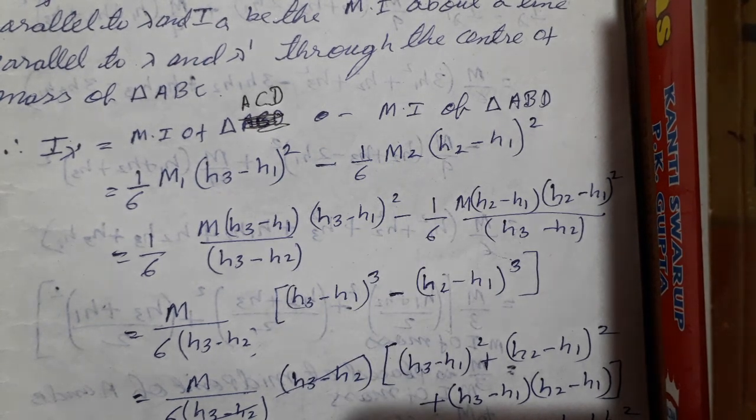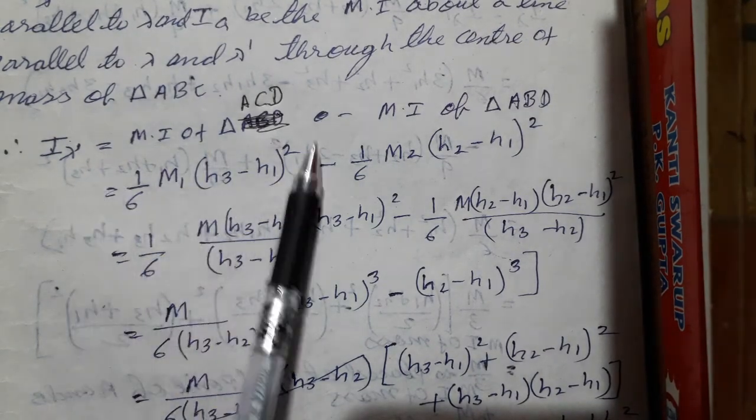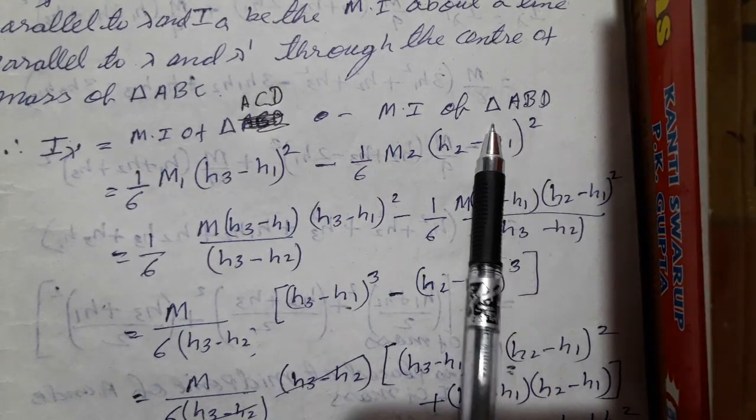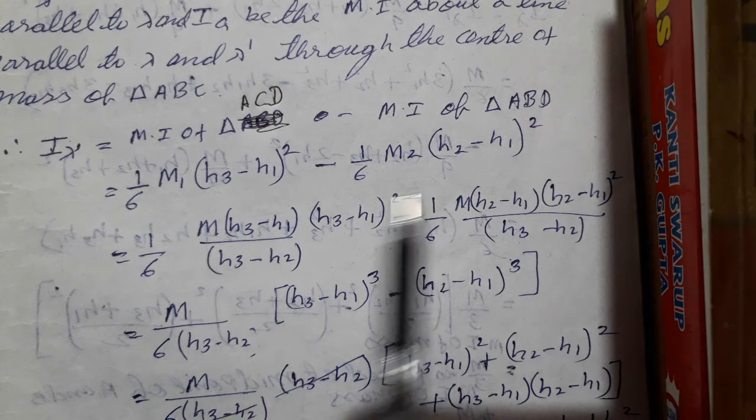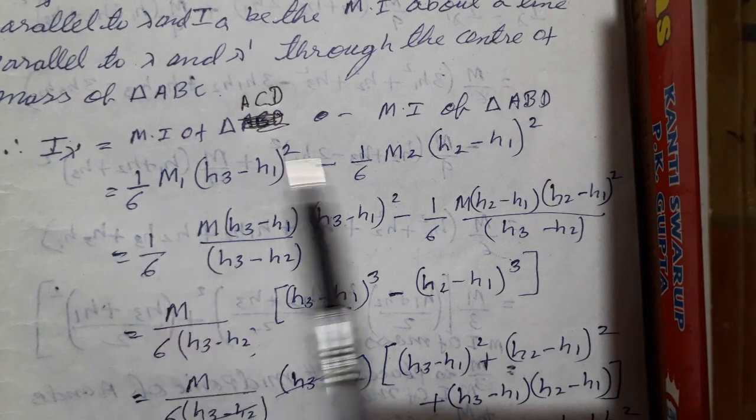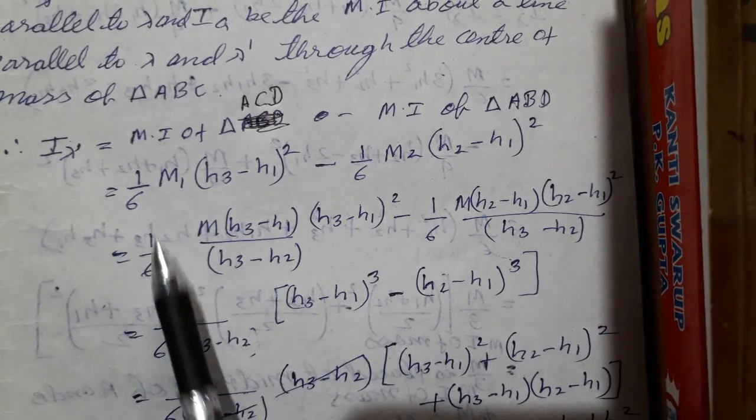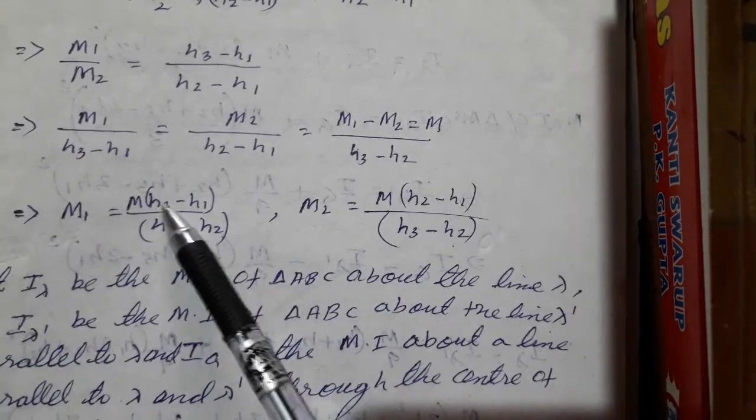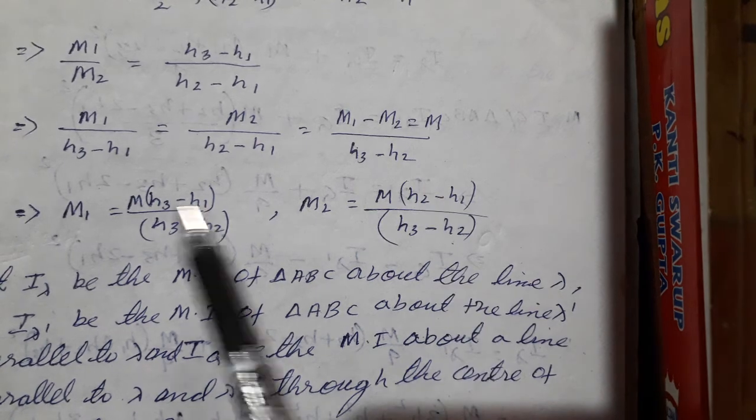So we are using this moment of inertia about any line at a height h, which is given by this. We get the moment of inertia of triangle ACD to be this, and the moment of inertia of triangle ABD also to be this. From here you can see that we can take these two common, and we can put the value of m1. So we substitute the values of m1 and m2, which we have got already, here.